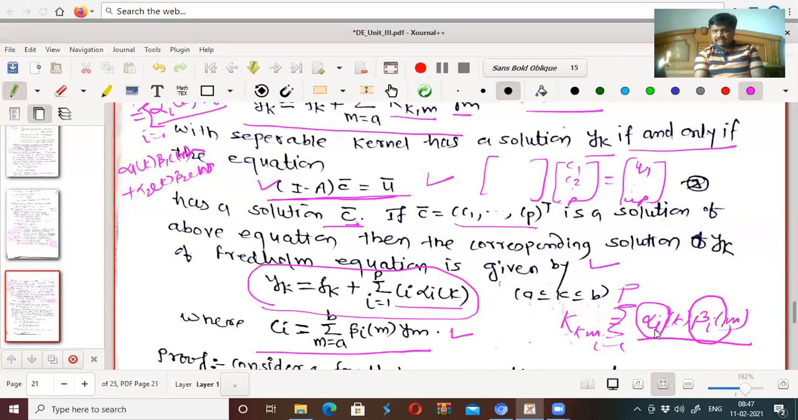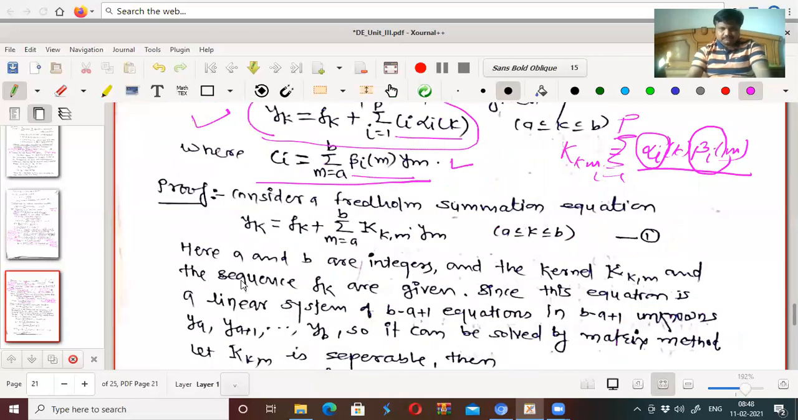Isn't it? Here it is beta i, alpha i, i from 1 to p, ci alpha ik. This is alpha i there, where k lies between a and b. And ci can be given by this one, m from a to b, beta im ym. Now we will prove that. That means if we know the solution of this matrix equation, find out the vector C, and therefore put it in this way, you will get the solution of Fredholm equation.